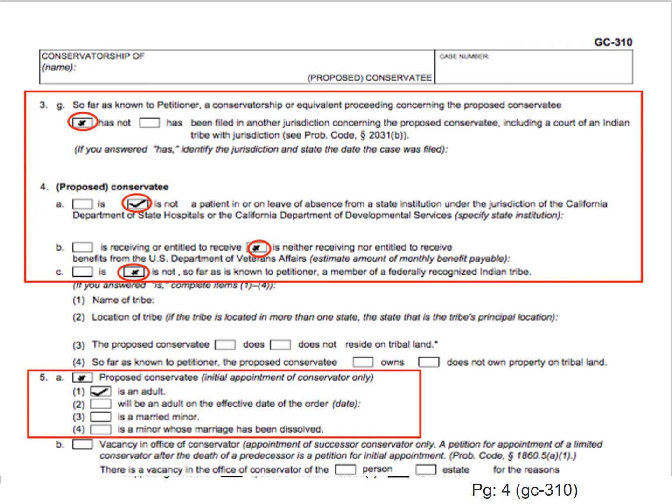At item 5, if the conservatee is currently an adult, then check boxes 5A and 5A1. If the conservatee is not yet an adult, then check the boxes next to 5A and 5A2 and write in the conservatee's 18th birthday next to 5A2. Please note that the conservatee must be at least 17 years and 9 months old before filing this petition.